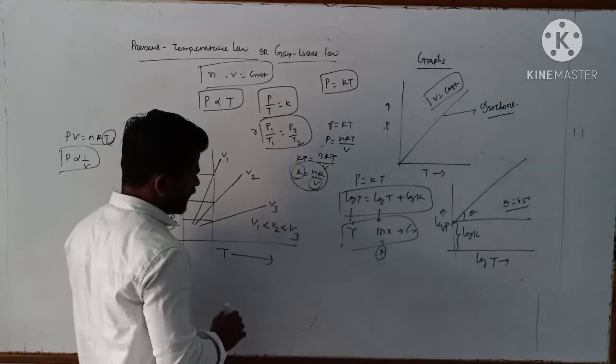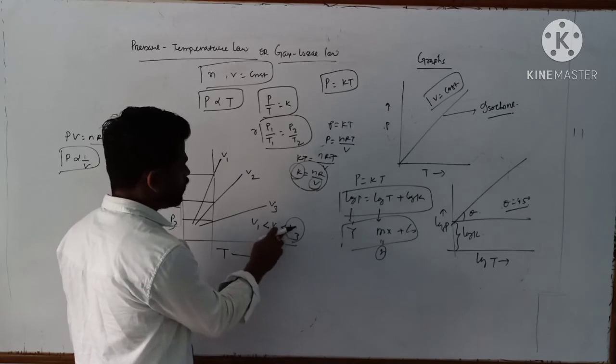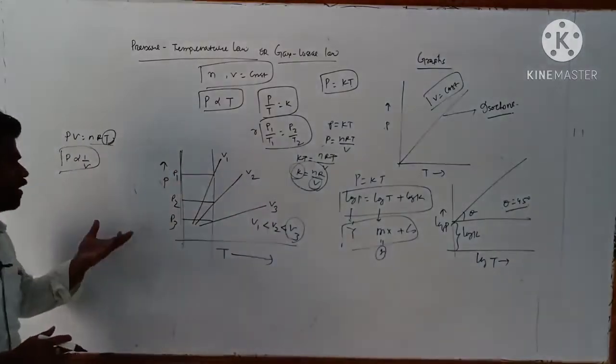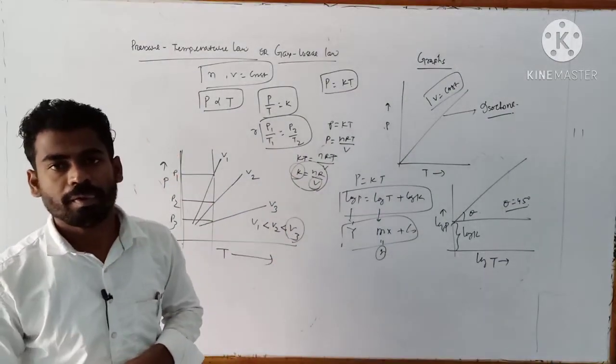Which one has the highest volume? That is V3. So V3 is the highest volume, so V3 corresponds to the lesser slope. So this one is the order of slope and the order of V1, V2 and V3.